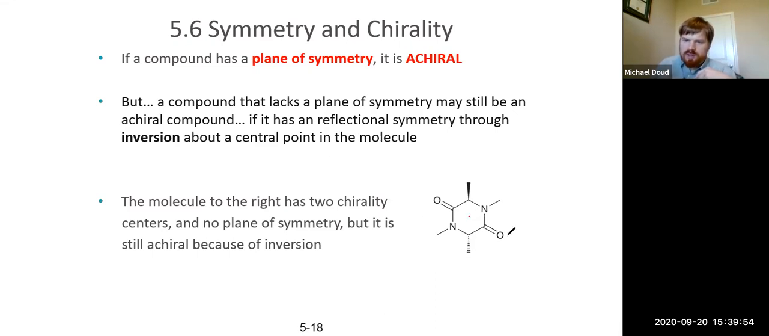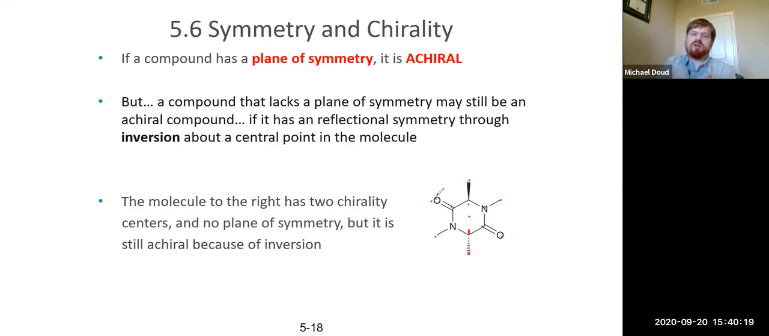So this one right here. We're going to invert the molecule on itself. So this carbon going up becomes this methyl group coming down. This methyl group coming down becomes this one coming up. This methyl group sticking out over here becomes this methyl group out here. This nitrogen becomes this nitrogen. This carbon becomes this carbon. This carbon becomes this carbon. This oxygen becomes this oxygen. This oxygen becomes this carbon. It inverts exactly on top of itself.